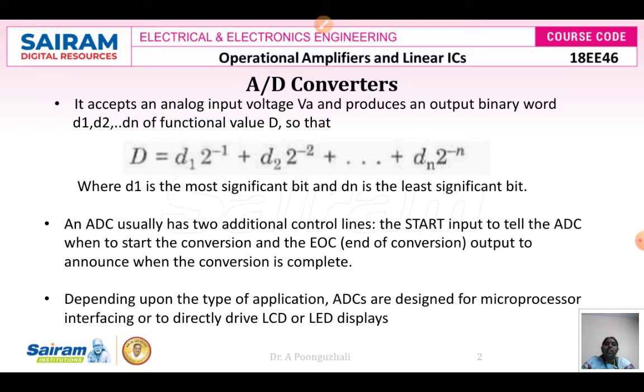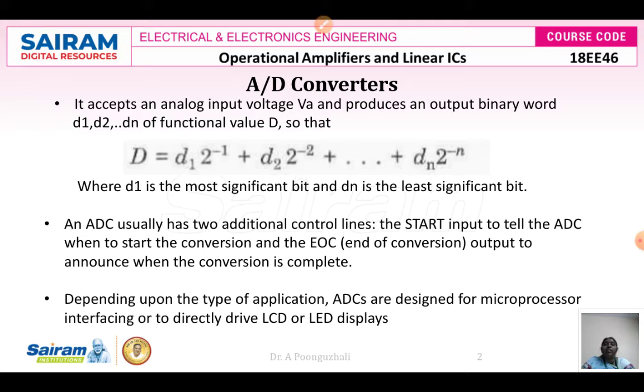In the ADC we have two additional control lines. One is the start input, to tell the ADC when to start the conversion process. The second control line is the end of conversion signal, which is an output. Once the ADC completes a conversion, it should inform the external device that the conversion is over, and we can see the output there. For that we use the end of conversion signal.